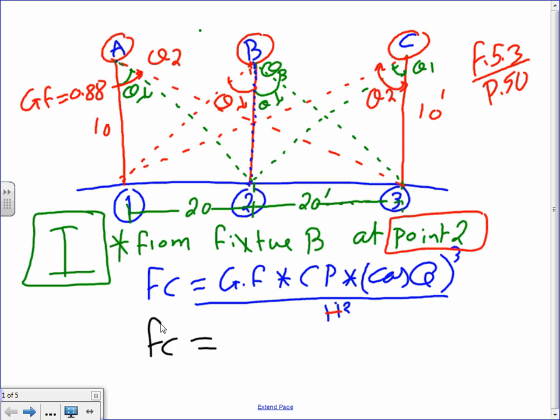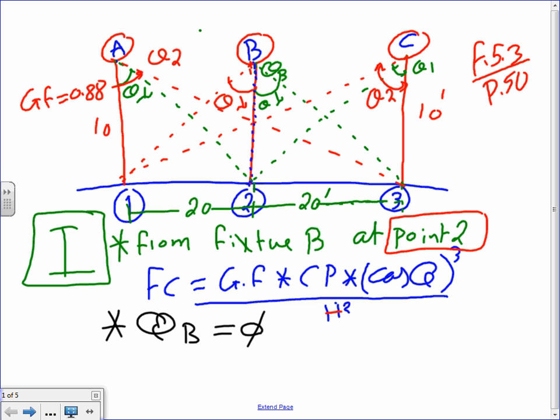Well, before we do it, let's find the angle first. We need to find the angle. So what's the angle? The angle right underneath from B to 2 is 0. So I'm going to call this Q or theta. QB equals 0. Everybody understand why?